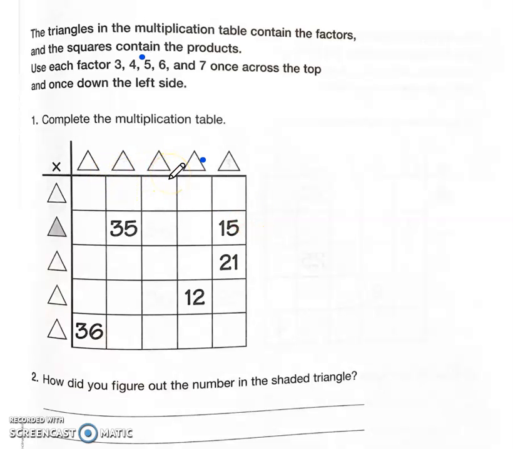Now remember, in a multiplication problem, the factors are the two numbers that are multiplied together, and the product is the answer. So the triangles are going to have the factors, along the top and along the side, and the squares in the table are going to be your answers, or your products. Now the rule on this one is you're going to use each factor, 3, 4, 5, 6, and 7, one time each across the top and down the left side. The trick is putting those numbers in the correct places so that your products match.